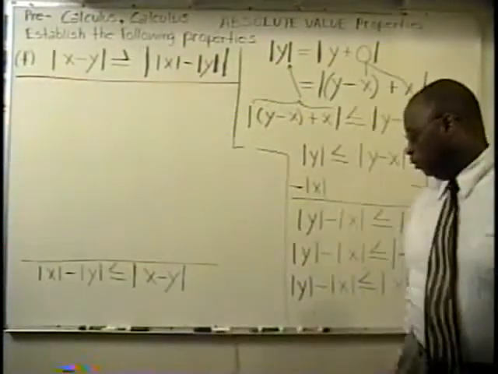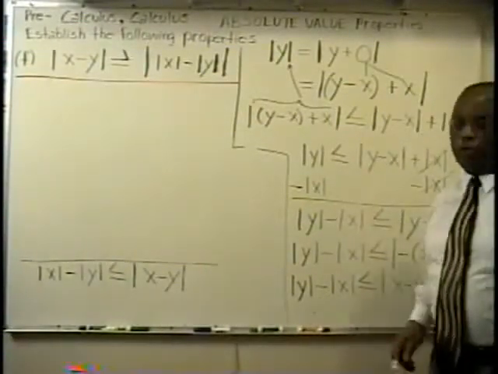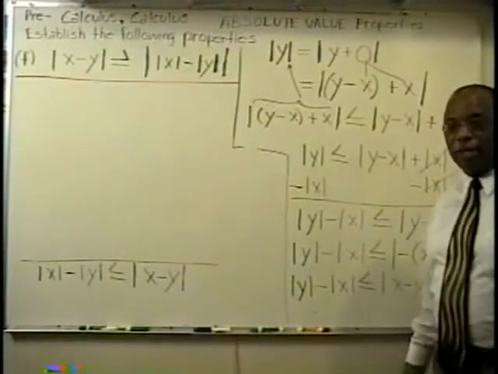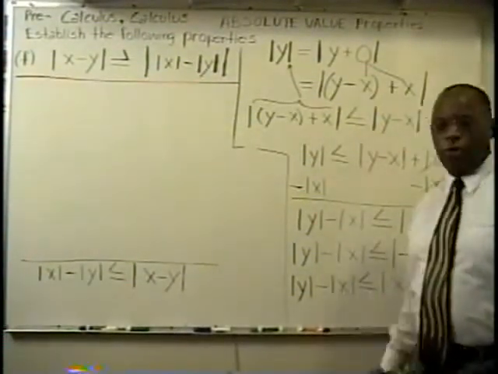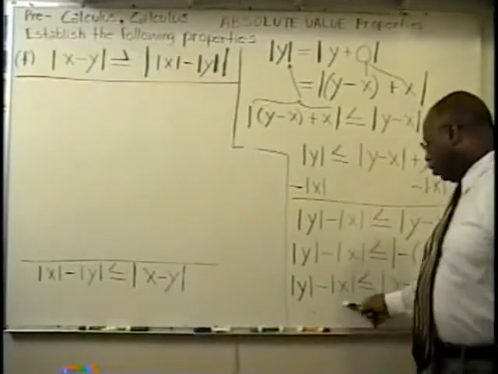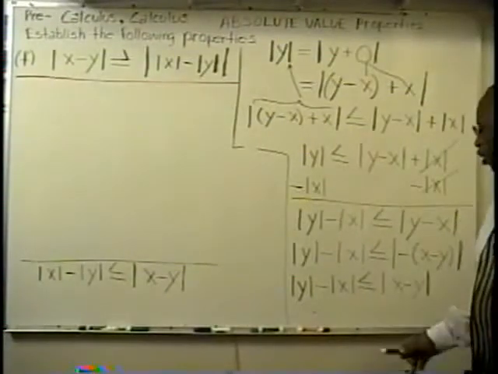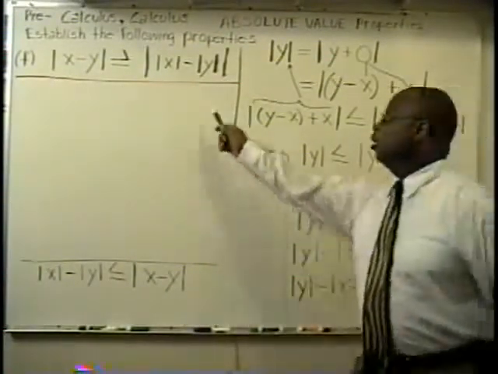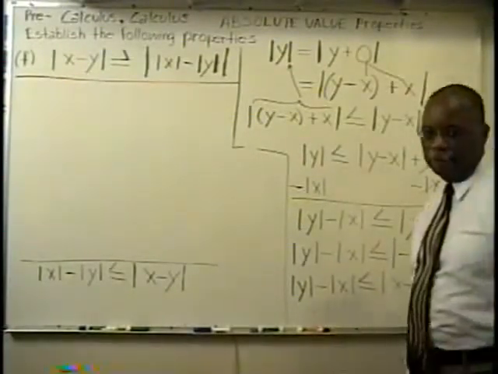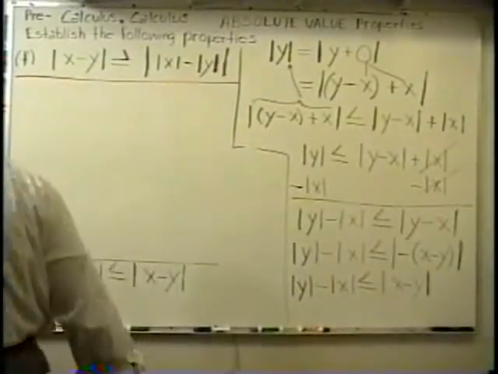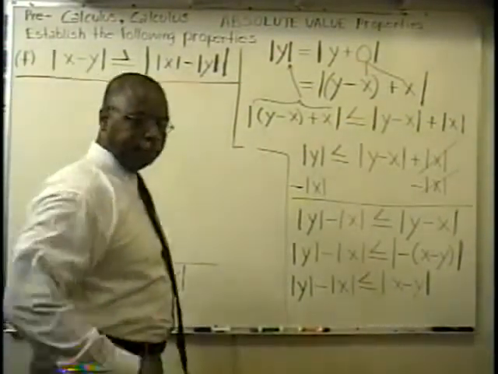What do you think I can do to this inequality to get these two to commute their positions? What can I do to the inequality to get these two to commute? The commutative law, so these trade places. What can I do to that inequality so that these two end up trading places so that I get this? What can I do to the inequality to make that happen? What operation can I do to that?